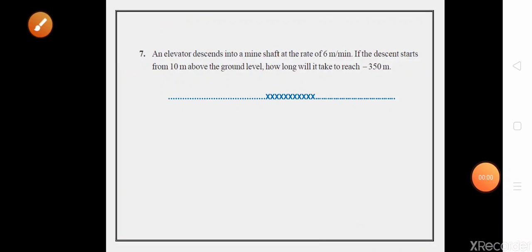So, children, this is going to be the last question of not just this exercise but the chapter as well. So, we have completed the first chapter of your book, that is integers.